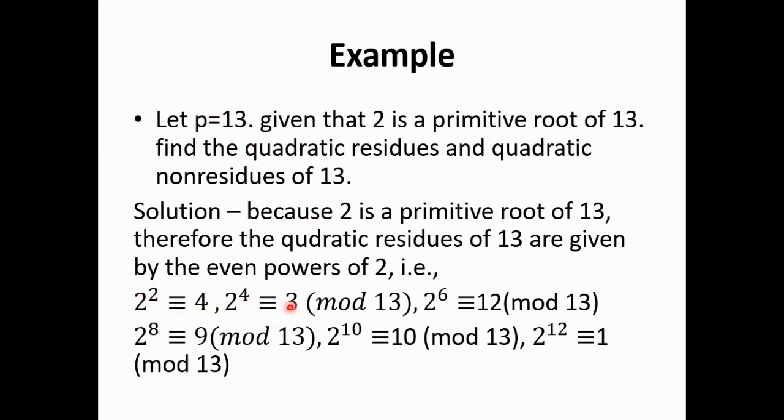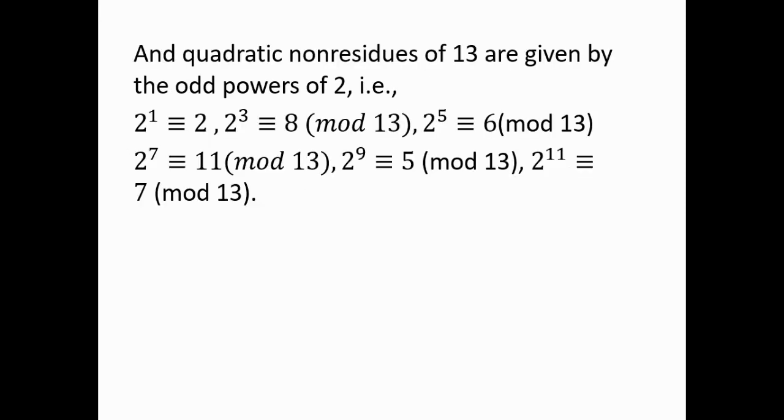So all these powers we can calculate under modulo 13. So we have 4, 3, 12, 9, 10 and 1. So they are the quadratic residues of 13. And what are the non-residues of 13? We take all the odd powers of 2: 2 to the power 1, 2 cube, 2 to the power 5, 2 to the power 7, 2 to the power 9 and 2 to the power 11 under modulo 13. So the non-residues are 2, 8, 6, 11, 5 and 7. So this is how we find residues and non-residues if a primitive root is given.